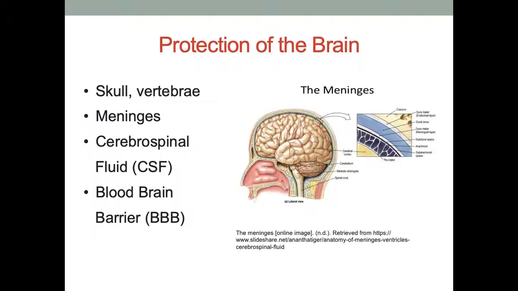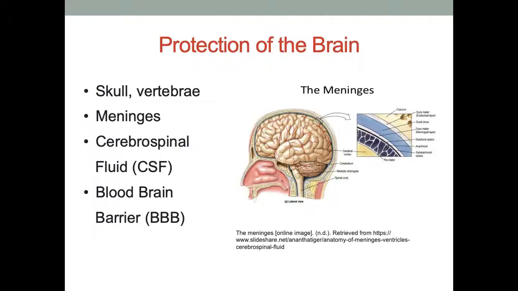The third layer of protection around the brain and spinal cord is the cerebral spinal fluid, or CSF. This fluid actually serves as a shock absorbing protection. So anytime there's a sudden movement, it absorbs the shock of the brain and the spinal cord, so they're not bumping up directly against the skull or spinal column, which could damage the nervous tissue.